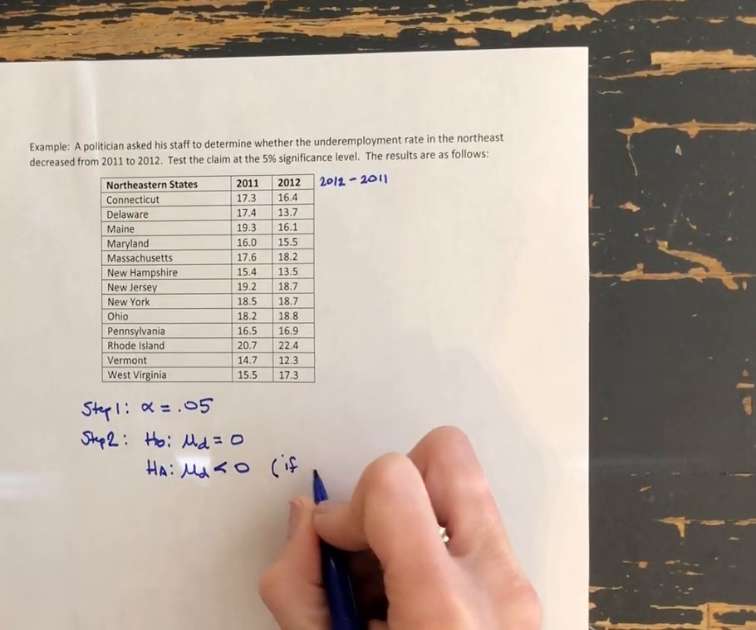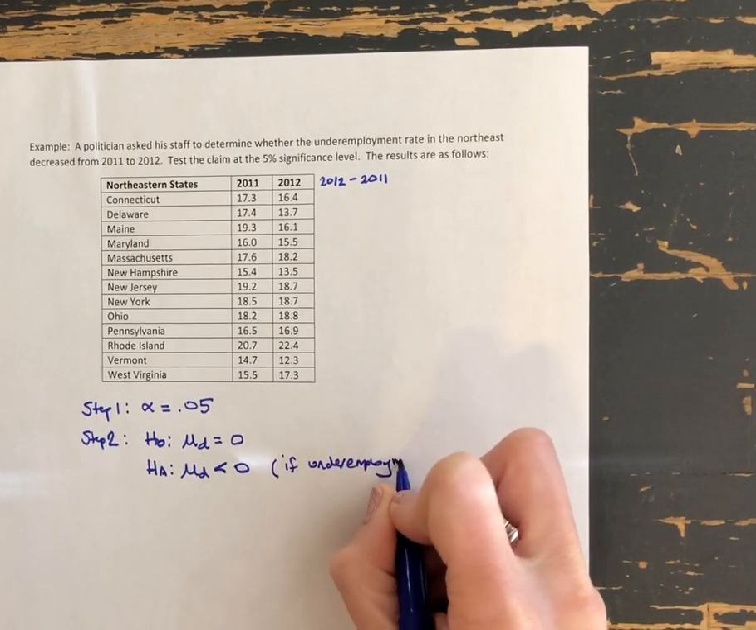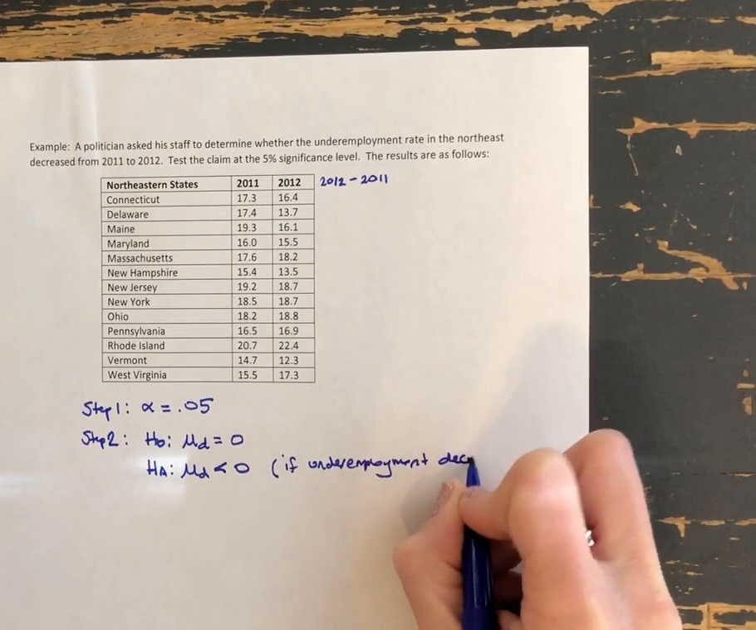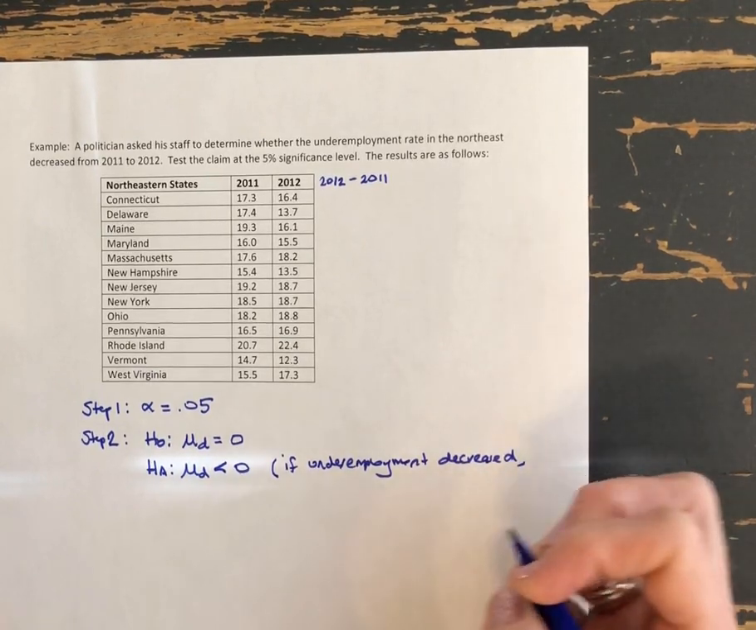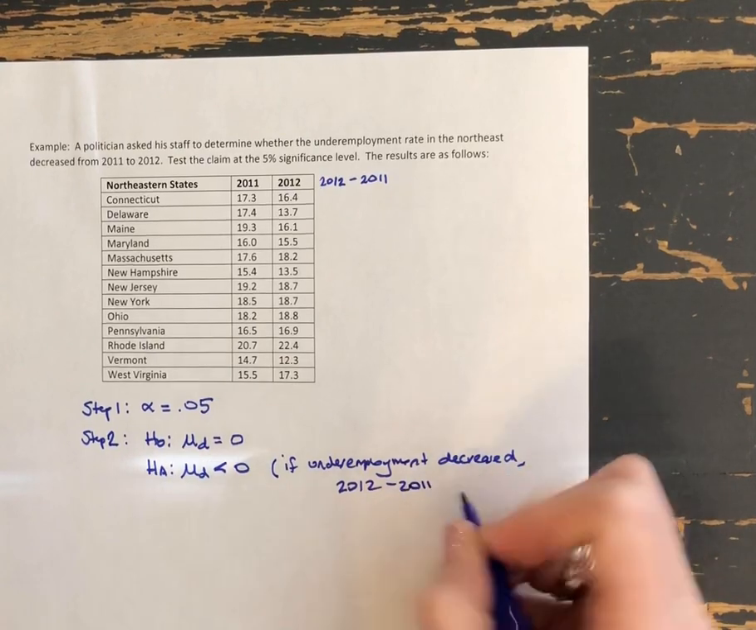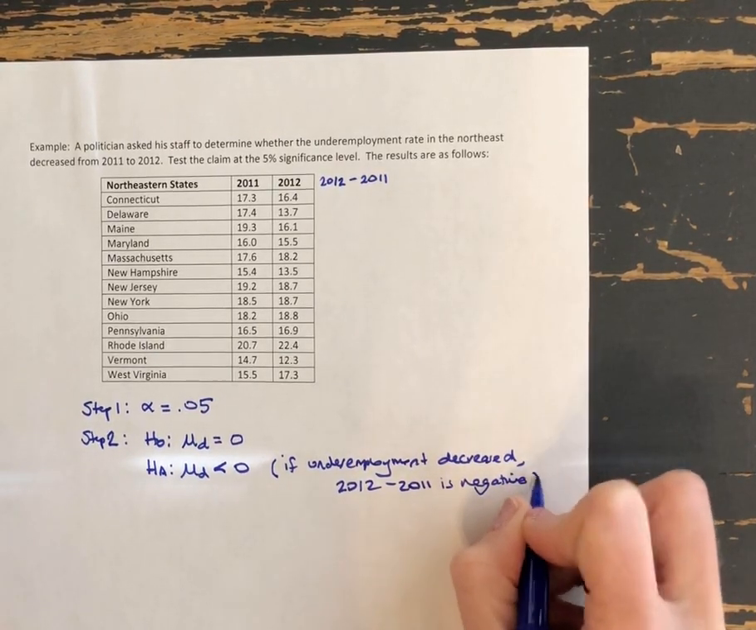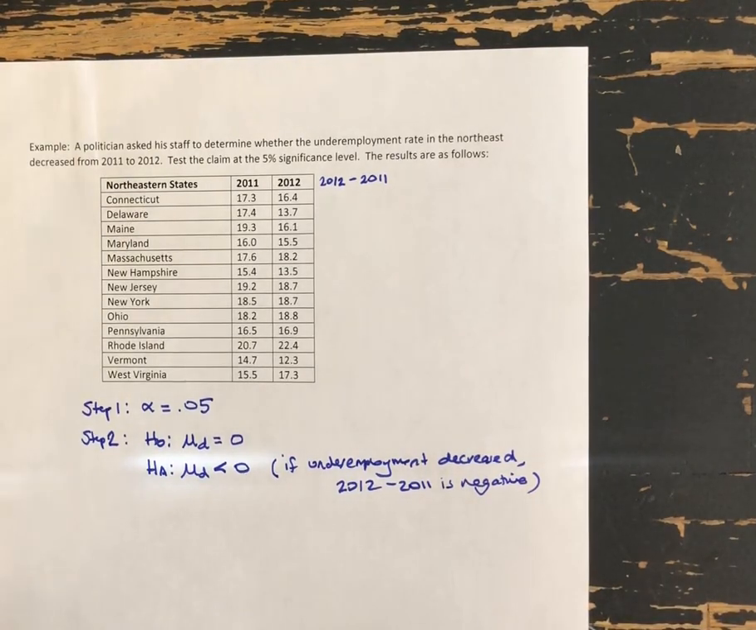So if underemployment decreased, that 2012 minus 2011 is negative, and that's what we're looking for, to see if it decreased. Okay. We are doing a t-test for one population mean, okay?